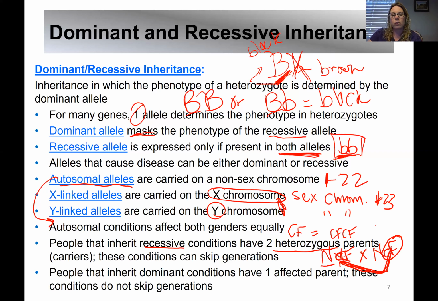Two heterozygous parents that have a recessive allele in a recessive disorder like cystic fibrosis are called carriers. So if you have two carriers, there is a chance that a child could have the disorder. And these conditions can skip generations. Maybe grandma or grandpa had the disorder, children didn't, but then grandchildren could if the right combinations of alleles line up.